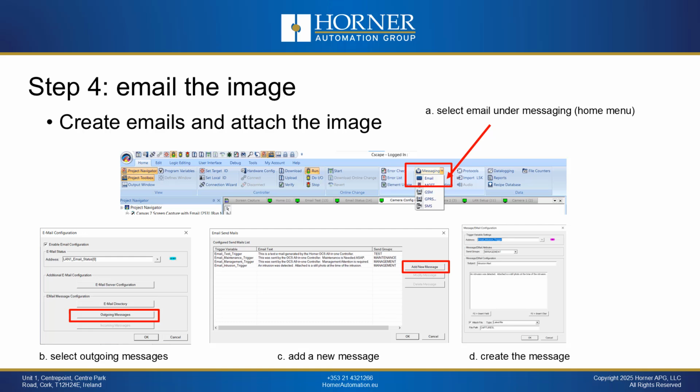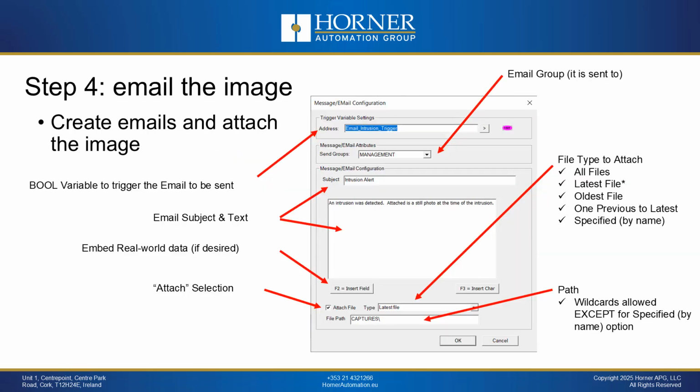The process begins by accessing the email configuration settings. You need to navigate to the Outgoing Messages section within the email configuration. There you will add a new message and configure it to a server as a notification indicating that an event has occurred. This message will include the still image captured from the video camera as an attachment. On the next screen, all the details for setting up the email with the file attachment are provided.